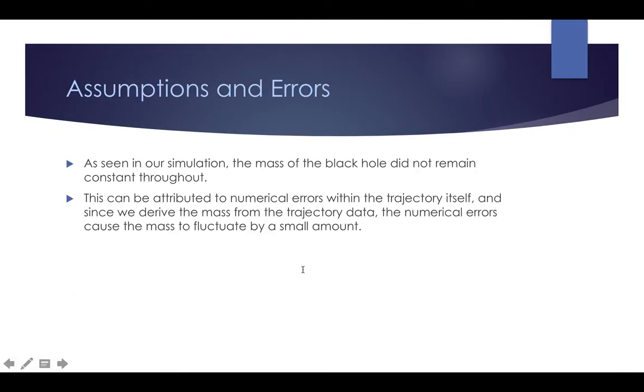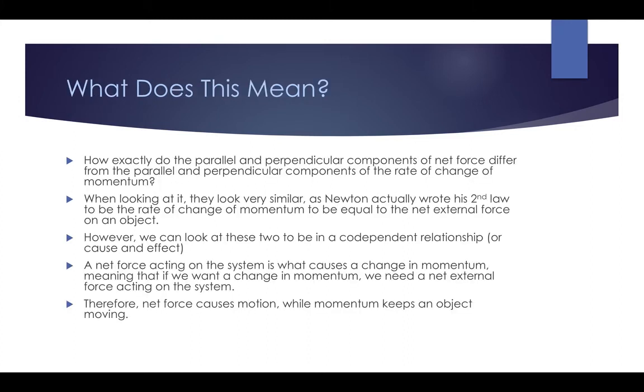As for some of the errors, as I mentioned, the mass of the black hole didn't remain constant, and this can be attributed to numerical errors within the trajectory itself. Since we derive the mass from the trajectory data, the numerical errors cause the mass to fluctuate by a small amount. So how exactly do the parallel and perpendicular components of the net force differ from the parallel and perpendicular components of the rate of change of momentum?